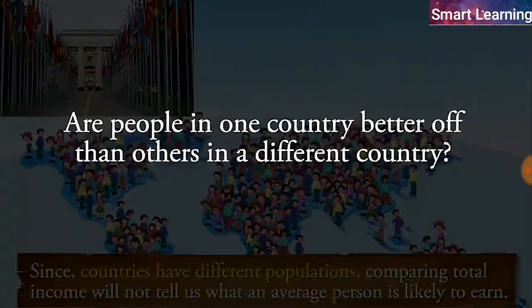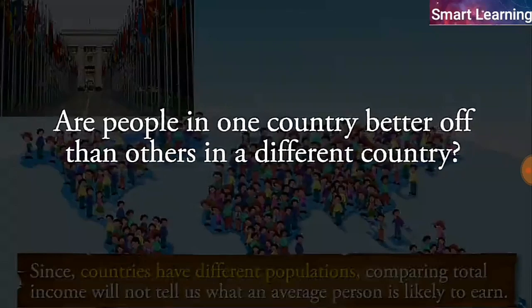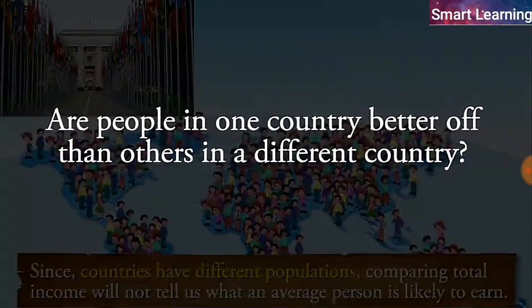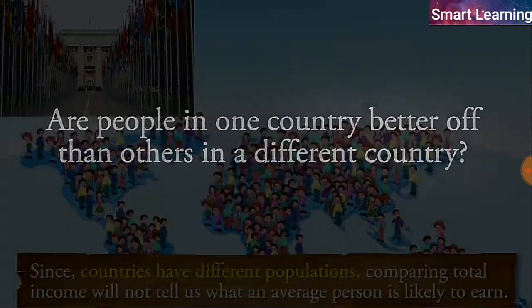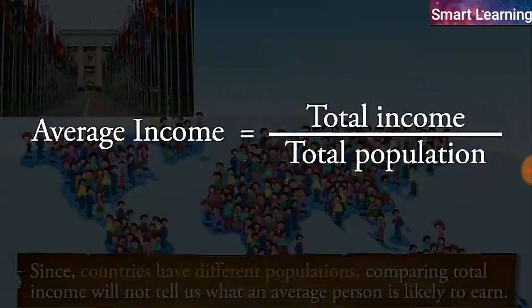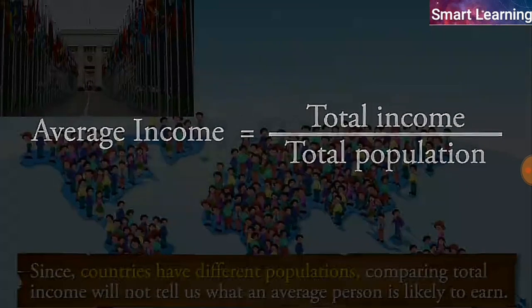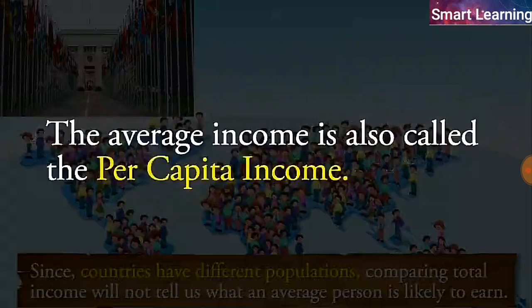Are people in one country better off than others in a different country? To answer it, we compare the average income, which is the total income of the country, divided by its total population. The average income is also called the per capita income.